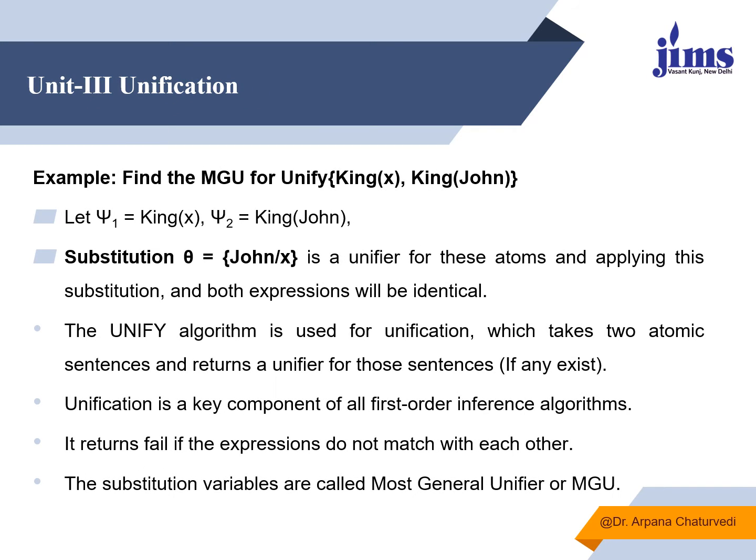See over here. Psi1 is one of the atomic sentences, which says X is king. Psi2 is another predicate which says John is king. Now if X is king and John is king, we can say that we can substitute John for X, because what we are saying in this is X is the king, here we are saying John is the king. So this X can be John also.